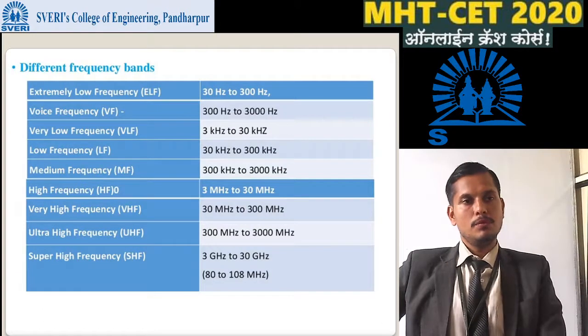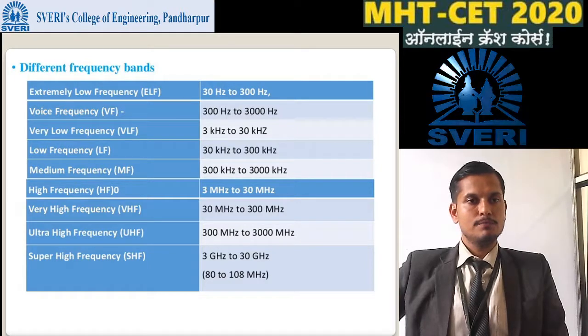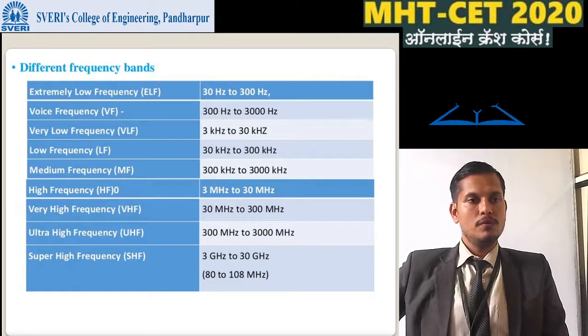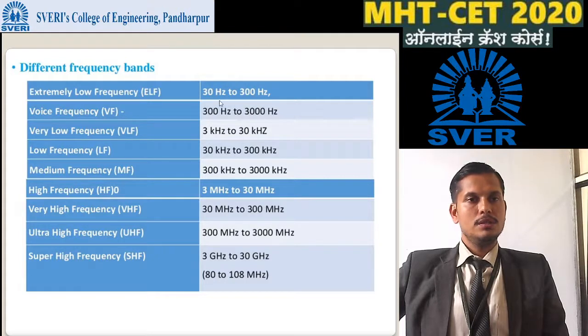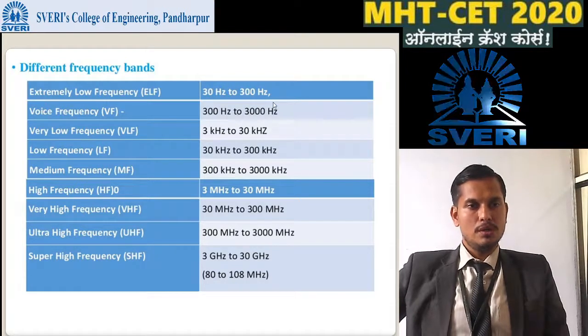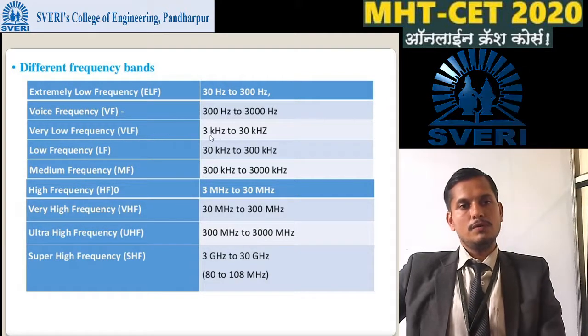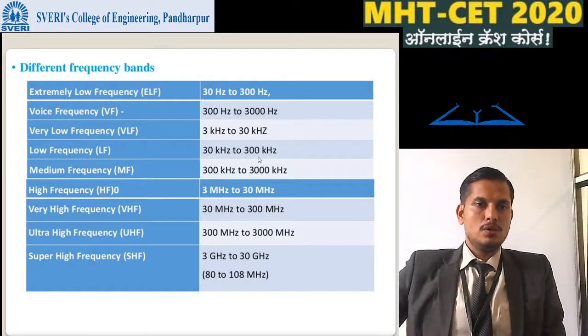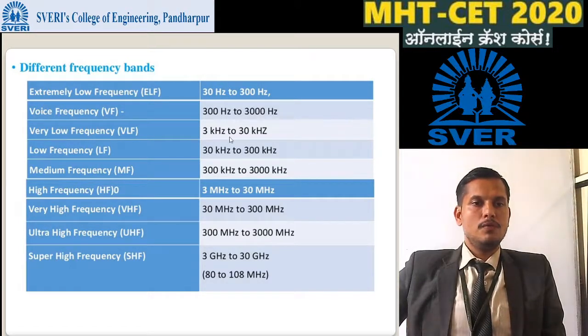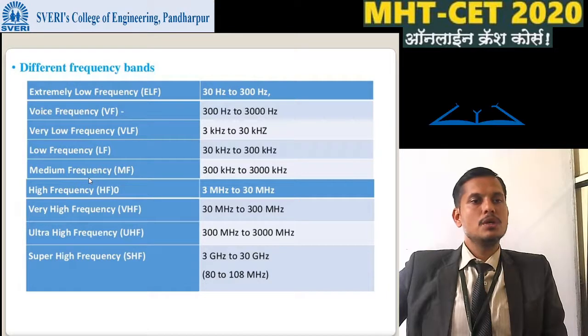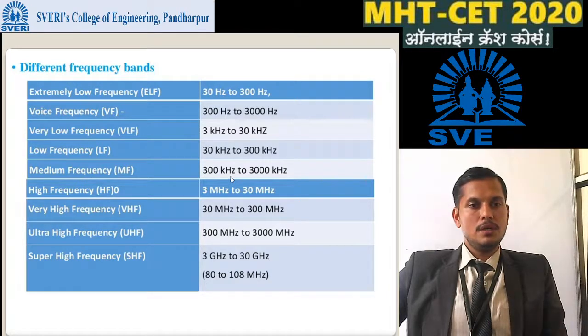Let us check some frequency bands, different frequency bands. First is extremely low frequency. Its range is 30 Hz to 300 Hz. That's why it is called extremely low frequency or ELF. Then voice frequency, that is 300 Hz to 3000 Hz. Then VLF, very low frequency, 3 kHz to 30 kHz. Then comes low frequency, 30 kHz to 300 kHz. After that, the next range is medium frequency, 300 kHz to 3000 kHz.